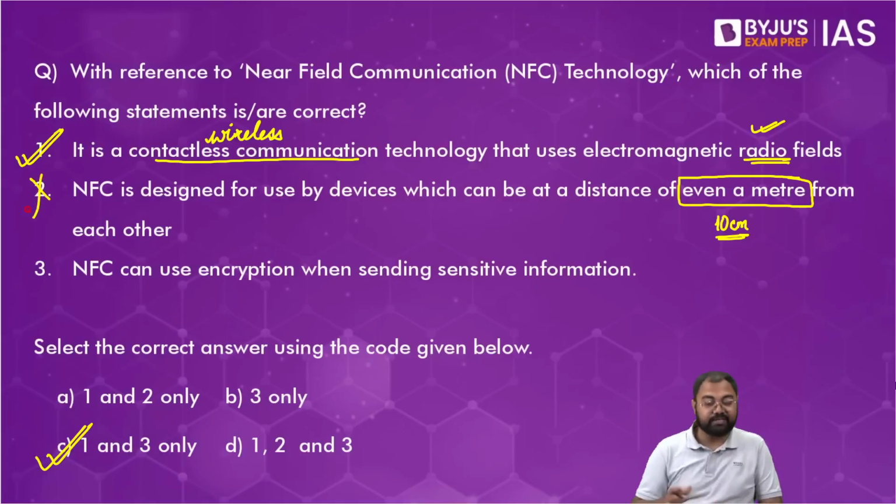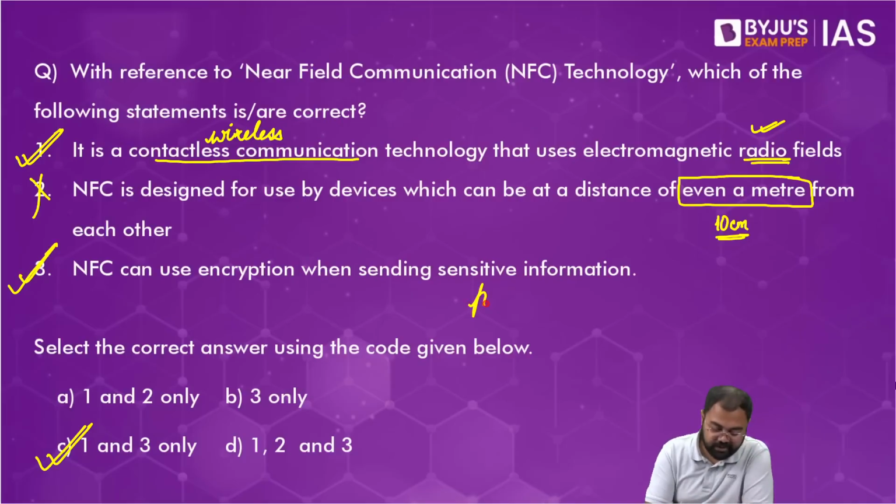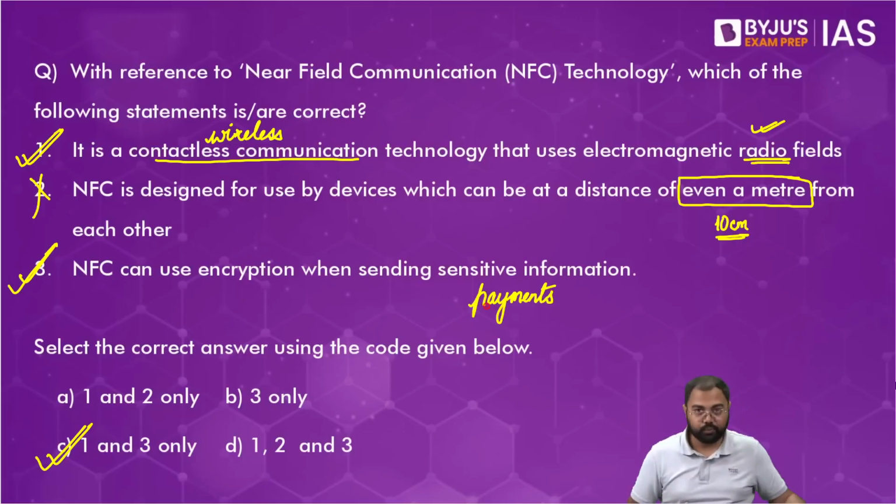Even 10 centimeters is a huge distance. Largely, they'll just be almost touching each other. Then only are they able to establish the communication. Largely, it is not even more than 3 to 4 centimeters. Forget about a meter. 1 meter is how much? 100 centimeters. So it's lesser than that. NFC can use encryption when sending sensitive information. This is correct. We discussed that when we are making payments etc., we can make use of NFC. So that's why 1 and 3 only.